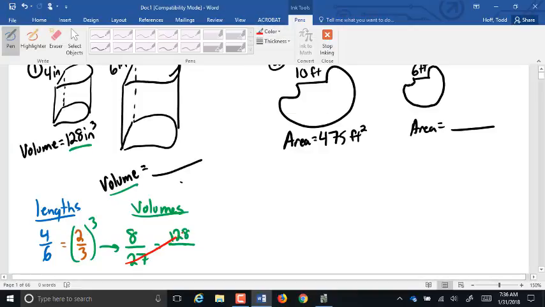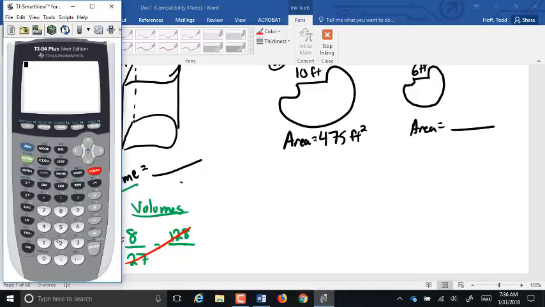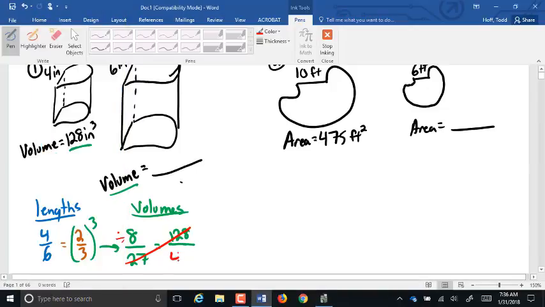So now we'll cross multiply and divide. 27 times 128 divided by 8, which is, okay, that looks right. 432 square inches. Sorry, cubic inches.